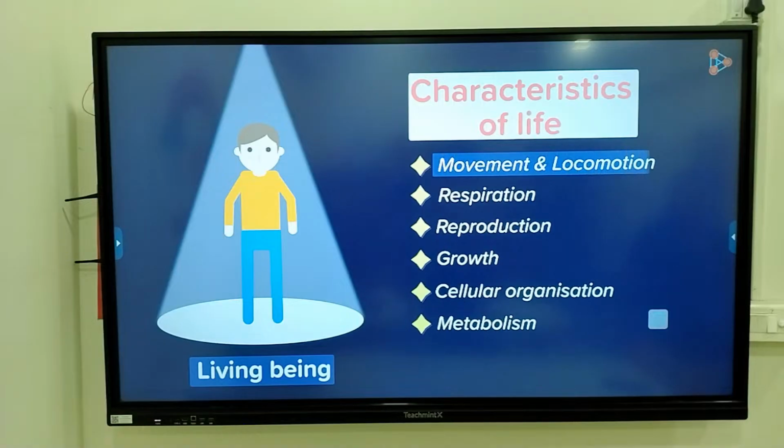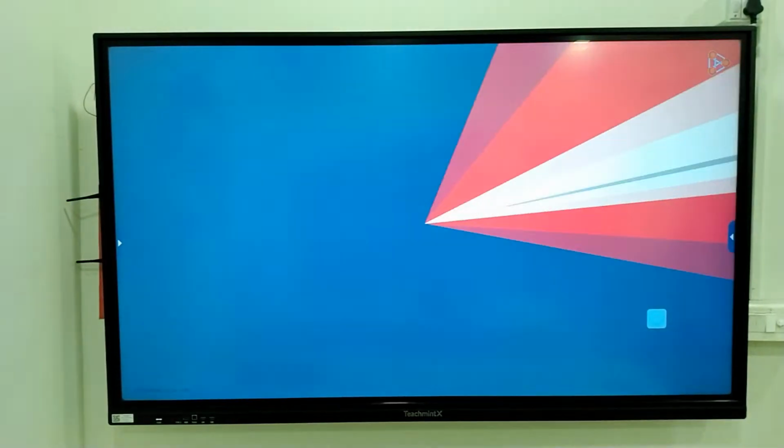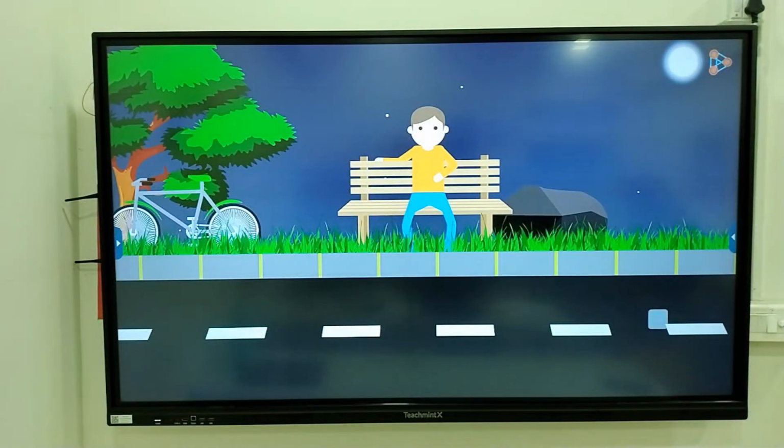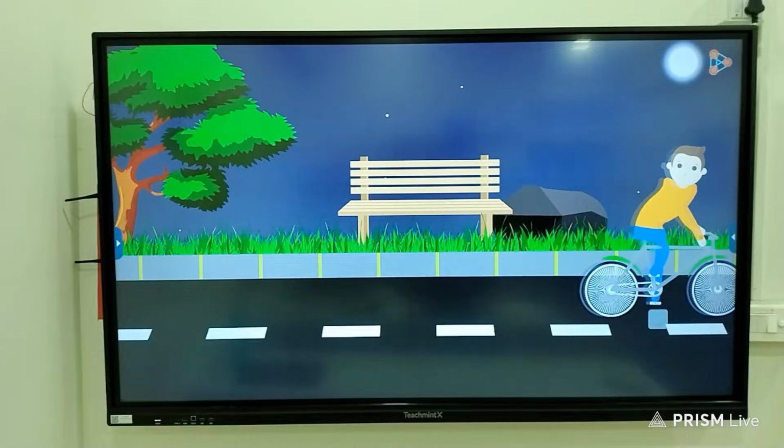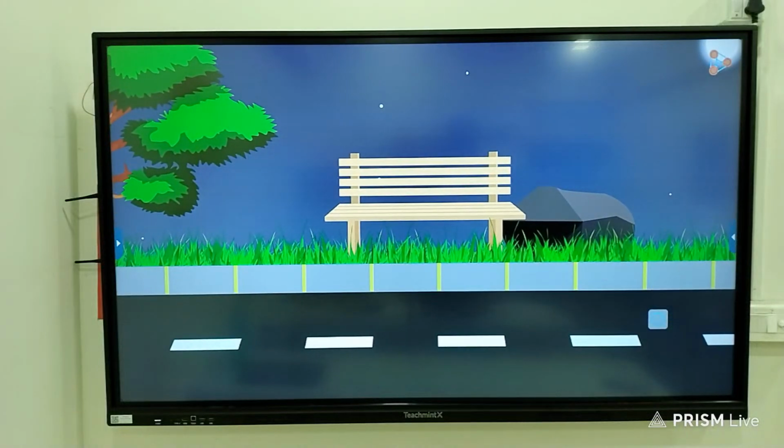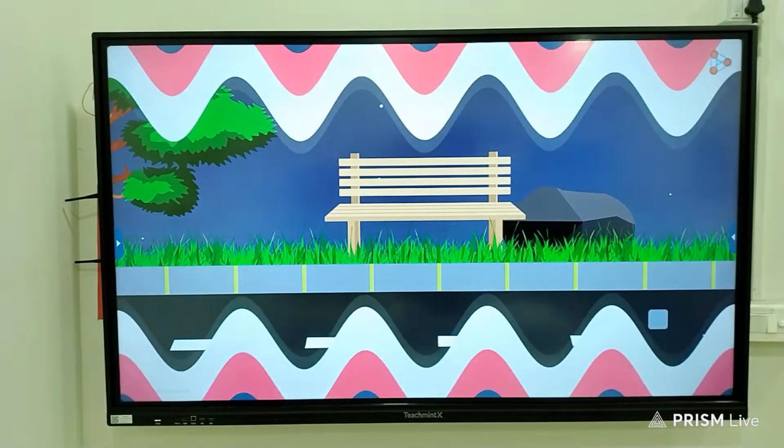First on the list is movement and locomotion. Let us take a simple example of the human sitting on the bench. Do you think this human will sit here on this bench for his entire life? I hope your answer is a resounding no. He will stand up and go home after some time. However, this bench will never move. It will always be here. And that is the basic difference.